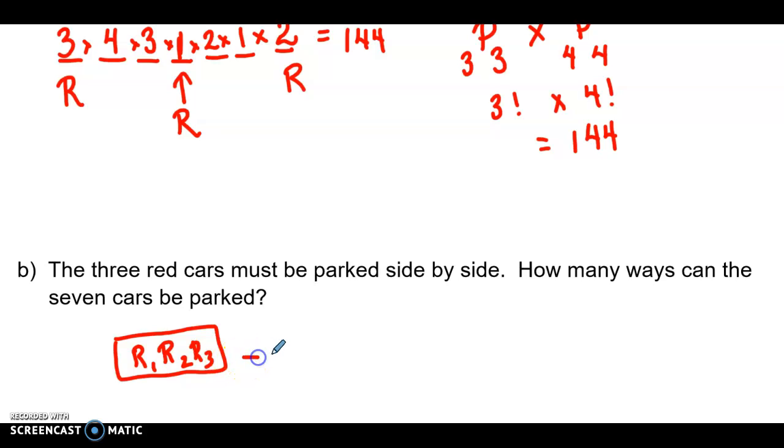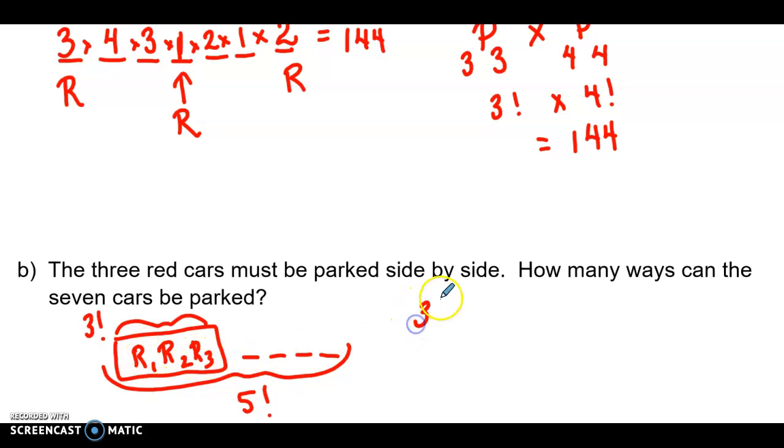There are 4 other cars that need to be arranged. So in total, there are 5 different objects that we are asked to arrange. And there are 5 factorial ways to do so. Within this group of 3 cars, though, there are 3 factorial ways to arrange those 3 red cars within that group of 3. So our total number of ways is 3 factorial multiplied by 5 factorial, and that gives us 720.